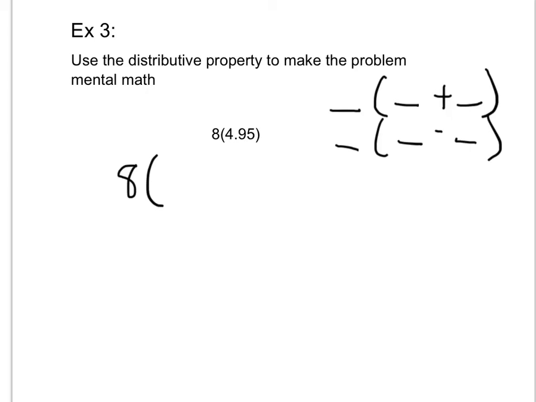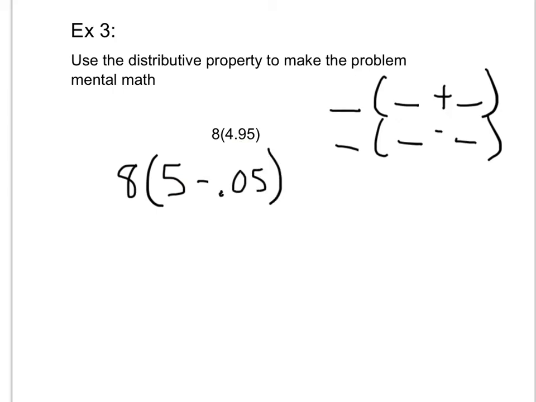Well, I know that 5 is really easy to multiply by, right? Okay, but I also know that 4.95 is not quite the same as 5. Okay, but if I take away an amount, I can get to 4.95. And how much would I have to take away from 5 to get down to 4.95? Well, that would be like 5 cents, right? 0.05.